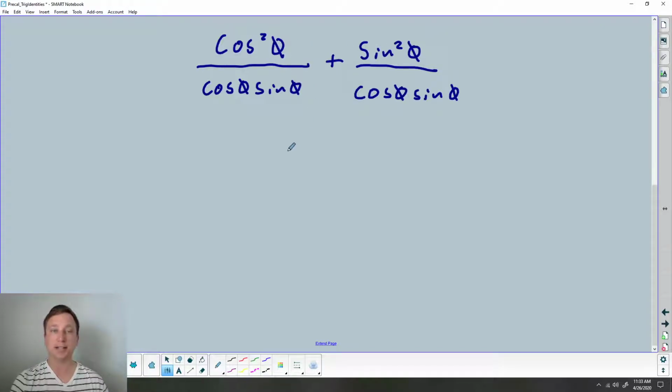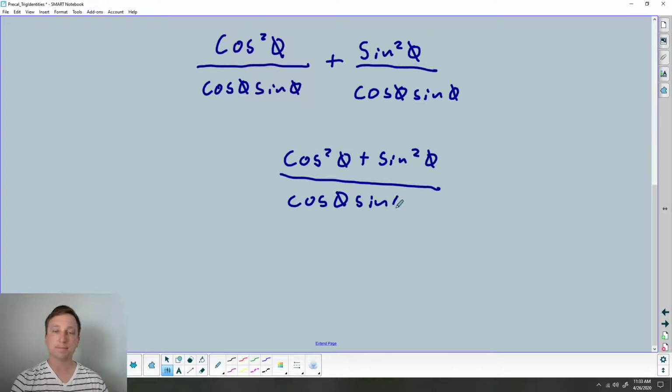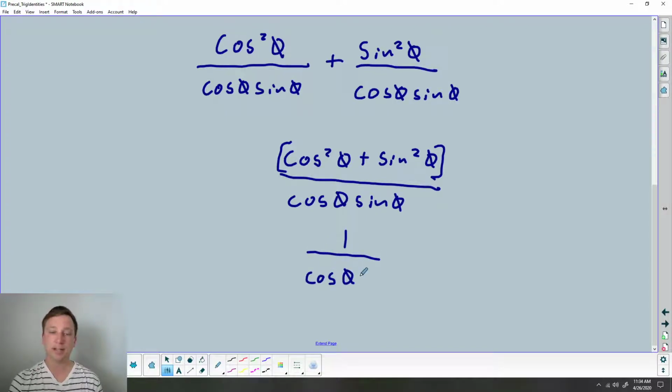Cosine squared theta plus sine squared theta, all over our common denominator of cosine theta times sine theta. So again, what we see now is a Pythagorean identity. Cosine squared theta plus sine squared theta is equivalent to 1. So we reduce that or rewrite it in an equivalent form, and we're left with 1 over cosine theta sine theta. And we can do no more simplification here.